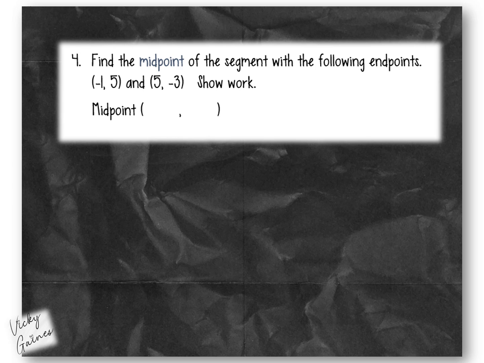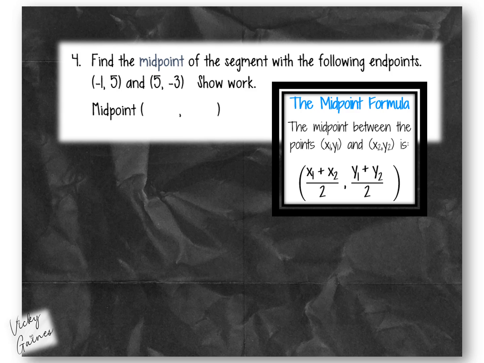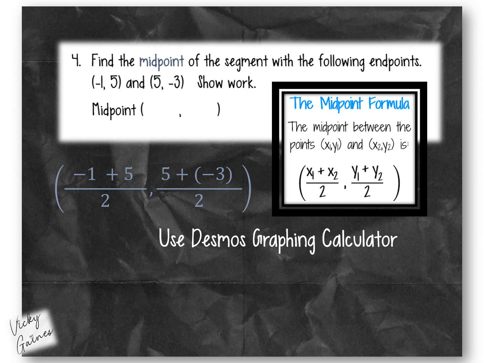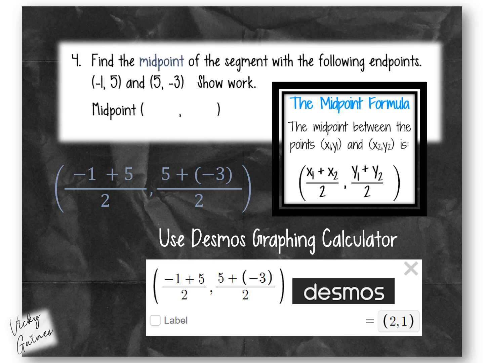Number 4, find the midpoint of the segment with the following endpoints. So here's our midpoint formula, just a reminder, and plug it in. So x1 is -1, x2 is 5. So we have -1 plus 5 over 2. And then we have the y's. Y1 is 5, y2 is -3. So 5 plus -3 is 2. I'm going to put the whole thing into Desmos graphing calculator, and you can put the entire thing with the parentheses and everything in, and we get our final answer of the point 2, 1.